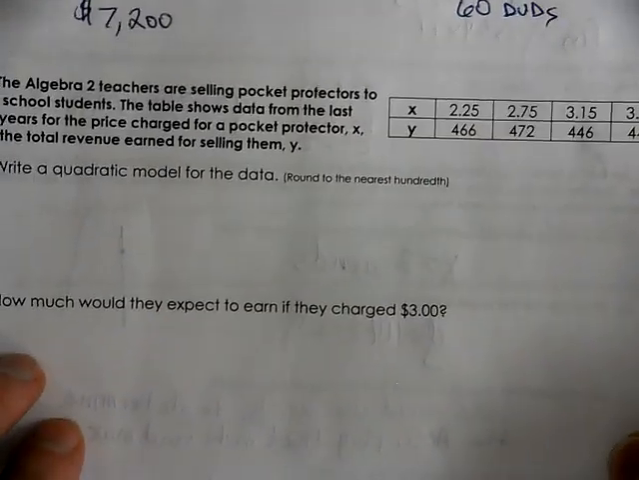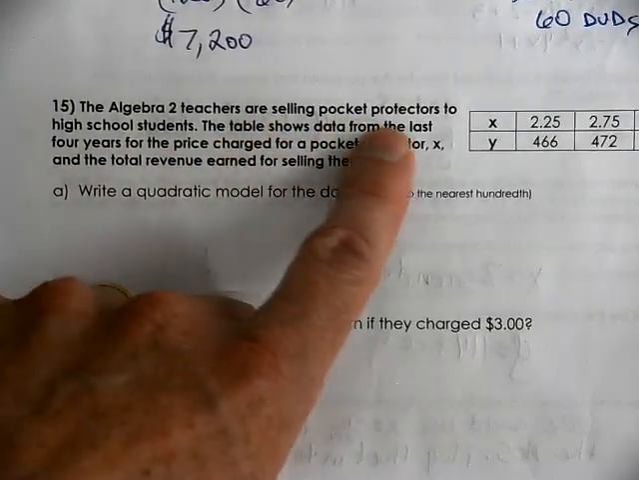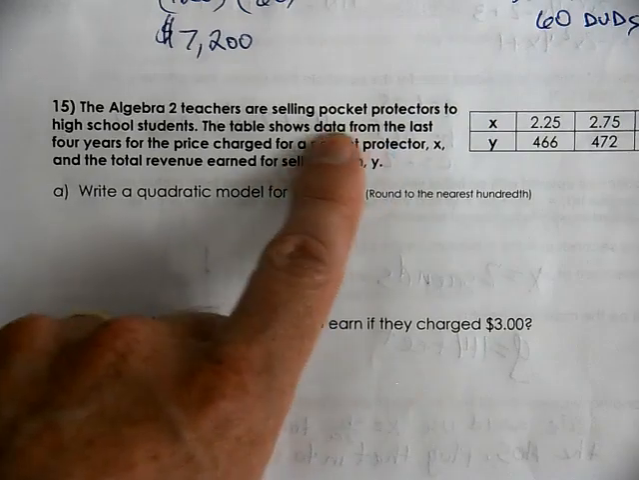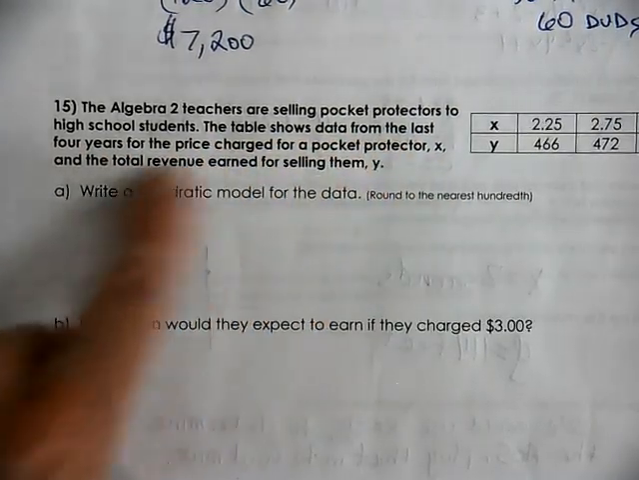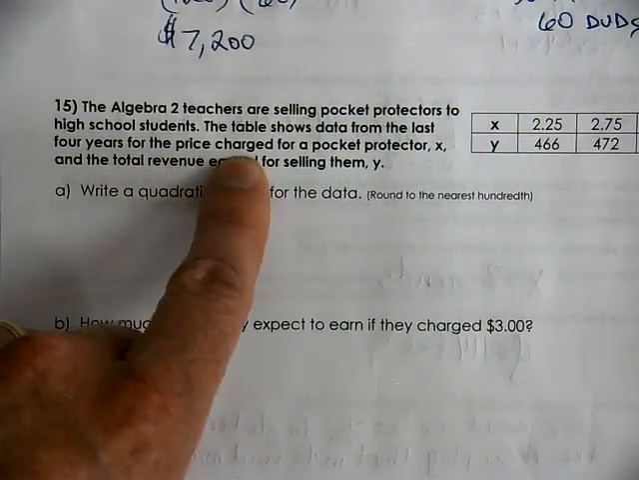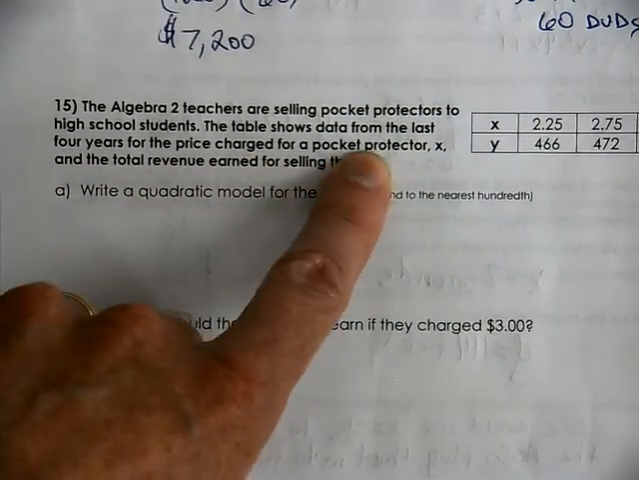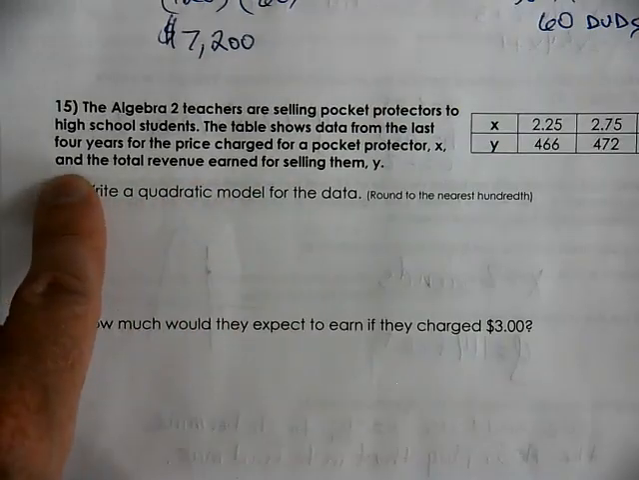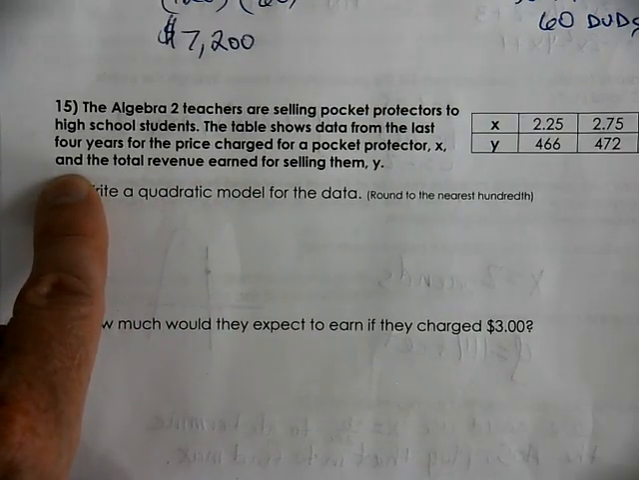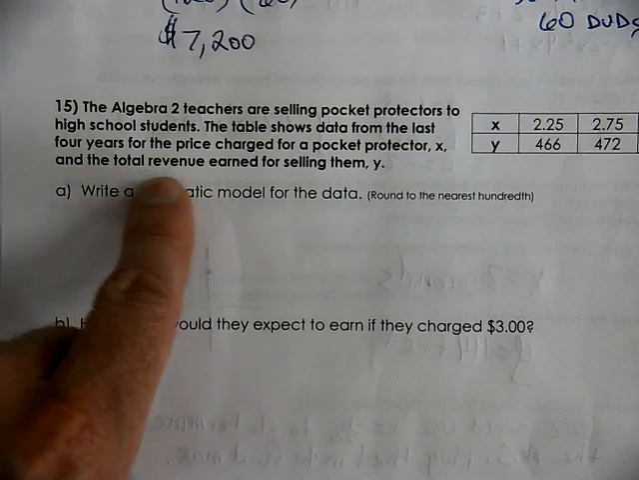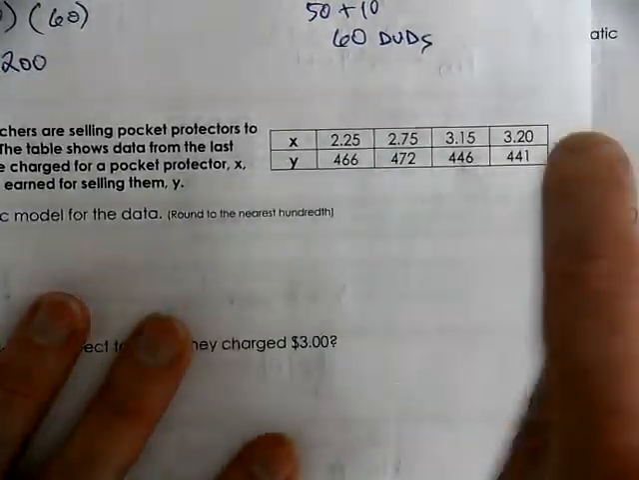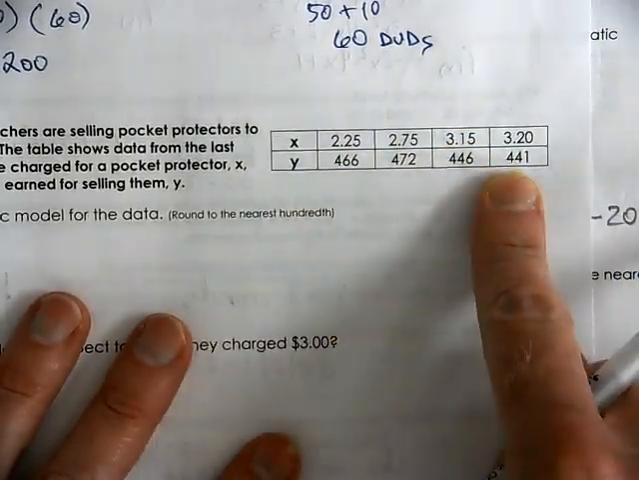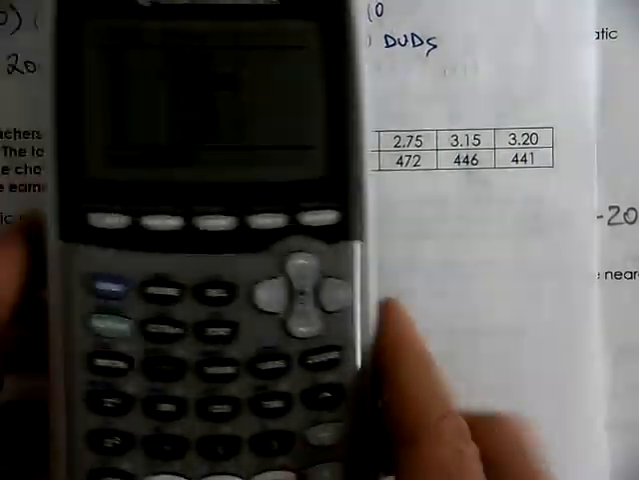Last question. Okay, the Algebra 2 teachers are selling pocket protectors. Ooh, very useful. To high school students. The table shows data from the last 4 years of the price charged for the pocket protector. That's the price is X, and the total revenue is Y. So there's X, there's Y. It's a table over the last 4 years.